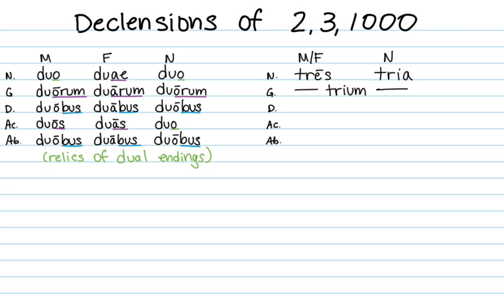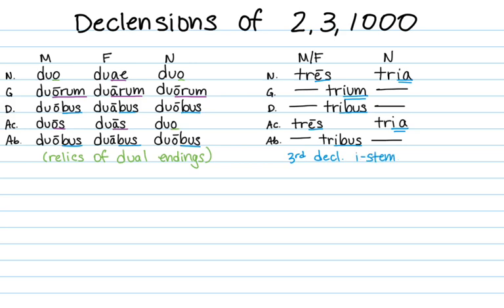So trium for the genitive, all 3 genders. Tribus is the dative, all 3 genders. Tres for the masculine and feminine, and then tria for the neuter. And then tribus for the ablative plural. So if you look at the endings, it's what you learned in the third declension. And then, of course, we just added third declension i-stems, and so you'll recognize ia, ium, and ia as i-stem endings. Third declension i-stem across the board.